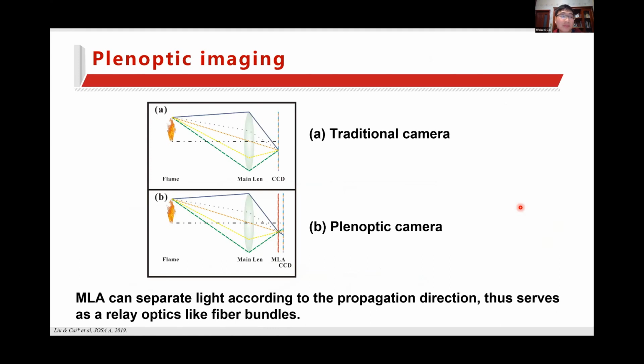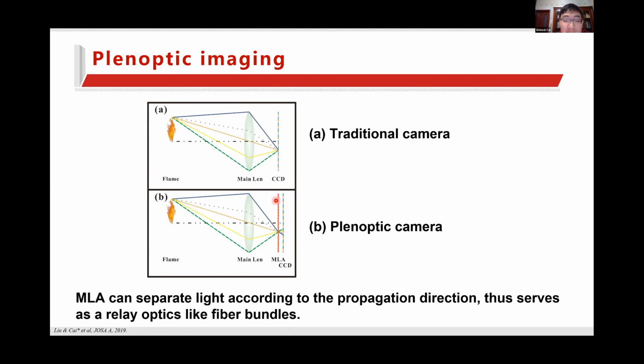Let me introduce a little bit about plenoptic imaging, because people are trying to use this for volumetric flame imaging, but this is not a good idea to me. Let me first introduce what plenoptic imaging is. In a regular camera, a point light source will be imaged to one single point if it's a perfect lens. The rays from different angles converge to one single point, so the angular information is lost.